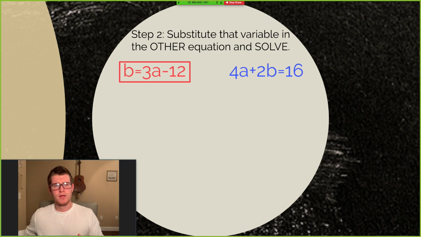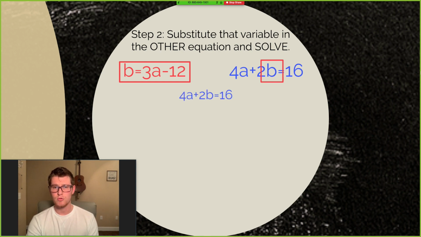So the reason substitution works is that we have b set equal to something in terms of a. We have one variable which is equal to something in terms of the other variable. So in this other equation, we also have a b. We know that b equals 3a minus 12, so why don't we substitute that for the b in the other equation just to get us down to one variable? We'll take the b out of the equation. So now we get 4a plus 2 times what we know b is equal to, 3a minus 12, equals 16.